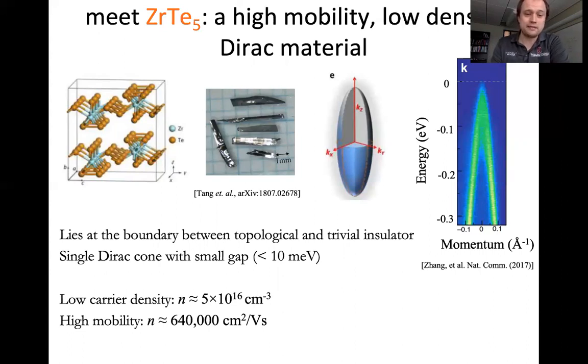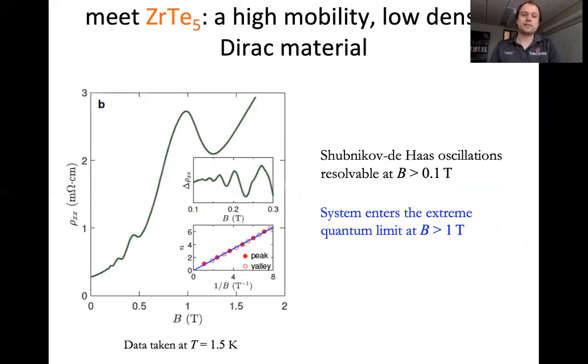What's nice for our purposes is that it has a very low carrier density, maybe 5 times 10 to the 16. So it's very easy to reach this regime of extreme quantum limit where only 1 Landau level is occupied. And it has a very high mobility, nearly 1,000,000 centimeters squared per volt second. So it's easy to reach the limit of large Hall angle. Okay, so when you measure the transport, you see rho xx here. These little wiggles in rho xx are the Shubnikov-de Haas oscillations that indicate the presence of well-formed Landau levels. Because the mobility is so high, you start to see Shubnikov-de Haas already at about 1/10 of a Tesla. And by 1 to 2 Tesla, you're already in the extreme quantum limit where you have only 1 Landau level occupied.